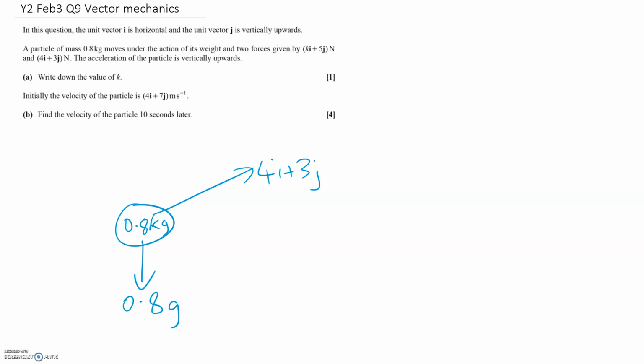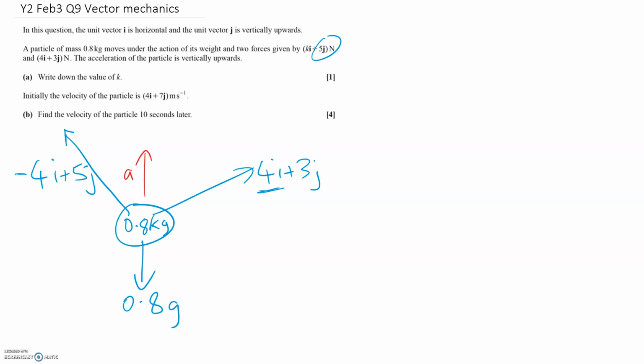And we're told that it's accelerating vertically upwards, so it's going to be accelerating in that direction, which means that there must be a force over on this side that cancels out this 4 here, otherwise it wouldn't be going vertically upwards. So that means this force over here must be minus 4i, and we're told it's plus 5j.